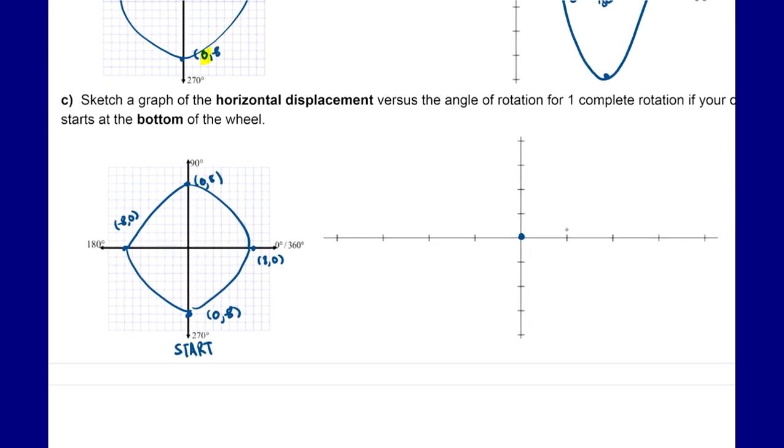At 90, our horizontal displacement, or if we move counterclockwise, the next segment is at 8. So we are up here. At 180, or again, the next segment, we are back at 0. Then -8, and 0. So again, now we have a sine function.